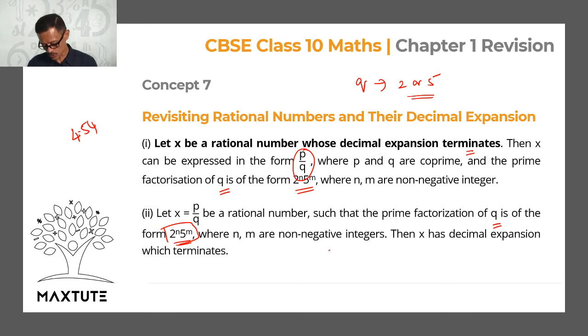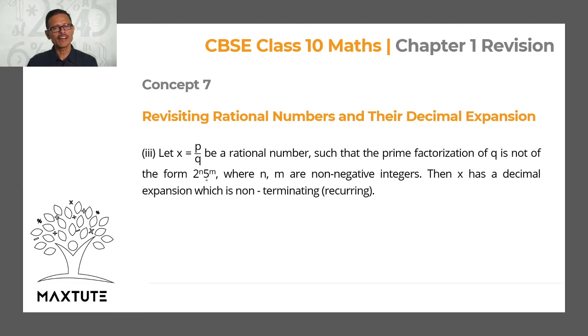What if it does not hold good? If the prime factorization of the denominator is not of the form 2 power n 5 power m. For example, let's pick something like 11 upon 21. Q is the denominator here. Let's prime factorize it. This becomes 3 times 7. So the denominator when prime factorized is not of the form 2 power n 5 power m. So this number is going to be a non-terminating decimal.